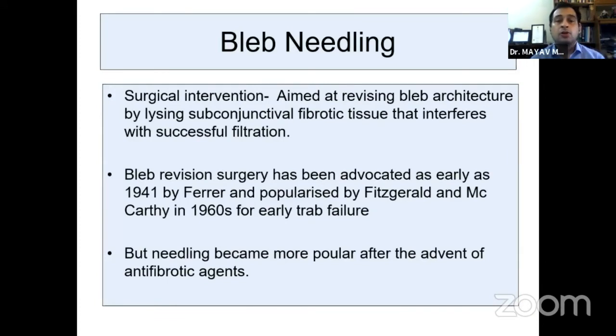So what is bleb needling? Bleb needling is a surgical intervention aimed at revising bleb architecture by lysing subconjunctival fibrotic tissue that interferes with successful filtration and hence causes bleb failure or glaucoma surgery failure. Bleb revision surgery has been advocated as early as 1941, but it was popularized further in the 1960s. But needling has become more popular after the advent of anti-fibrotic agents or anti-metabolites.